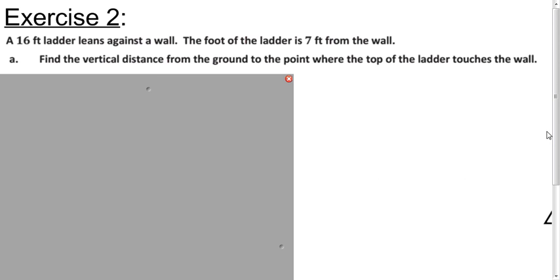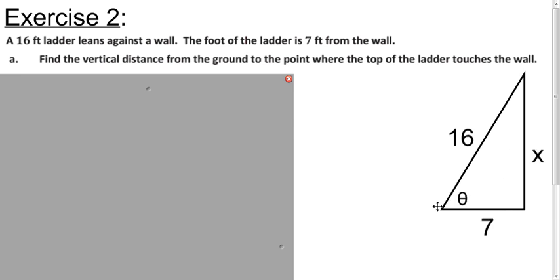It's very important that we can draw diagrams correctly. So based on this problem, I'd like you to first draw a picture of the problem, and then find the vertical distance from the ground to the point where the top of the ladder touches the wall. So try that, and then I'll show you my solution.